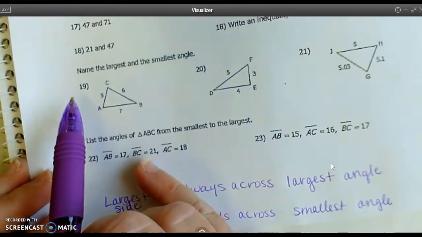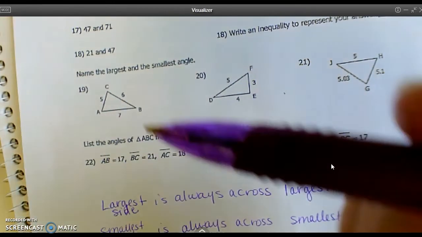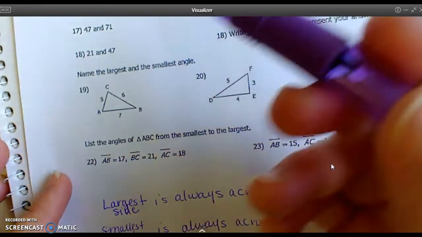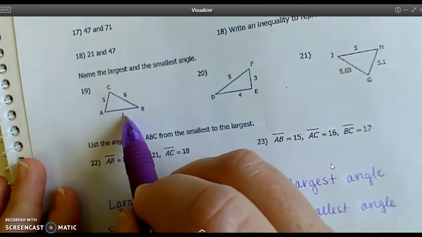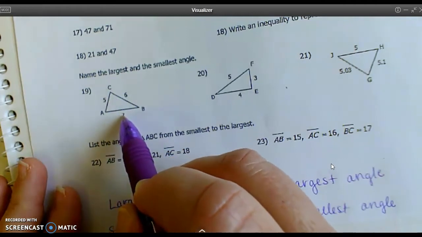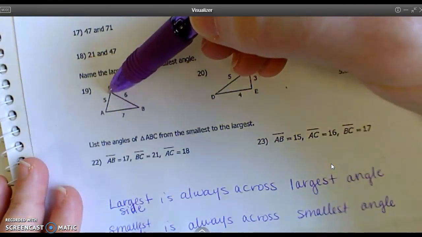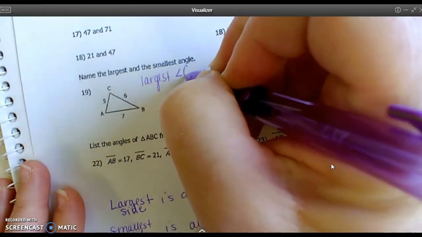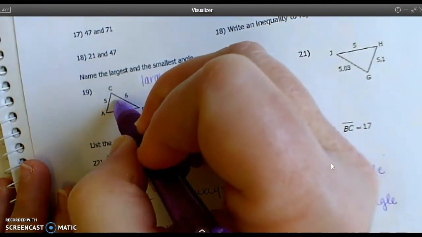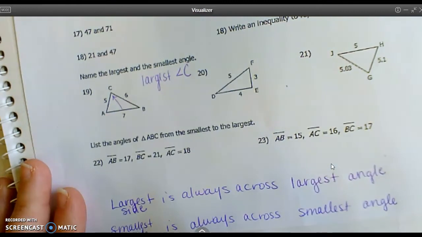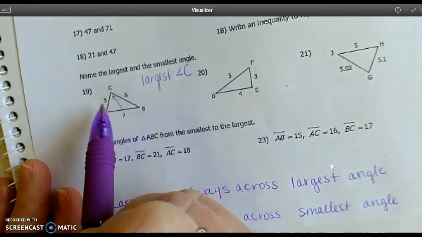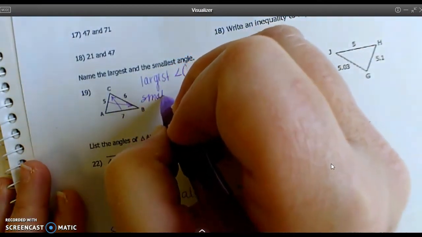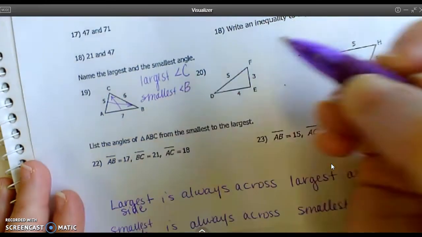So, on number 19, when it says name the largest and the smallest angle, they have given us sides here. Sides is when they give us the length of the lines. Okay, and so if I want the largest angle, well, this is the side, across the largest side. So that means that the largest angle is across from it. So C is the largest angle because it's across from the side that's the largest. Alright, the smallest number I see is 5. Across from 5 is B. So the smallest will be angle B.